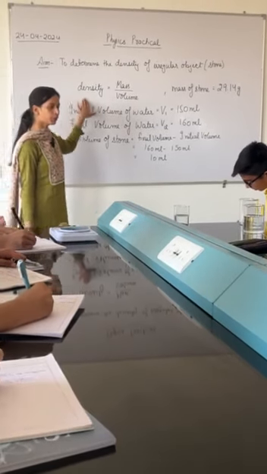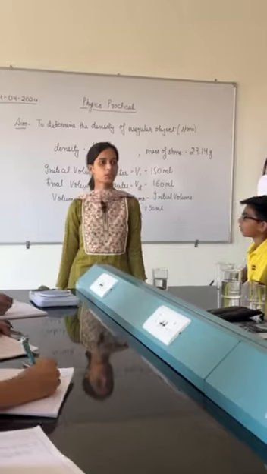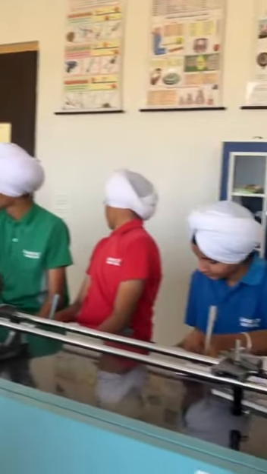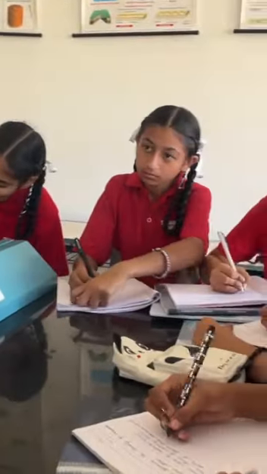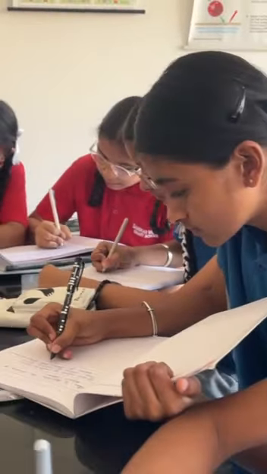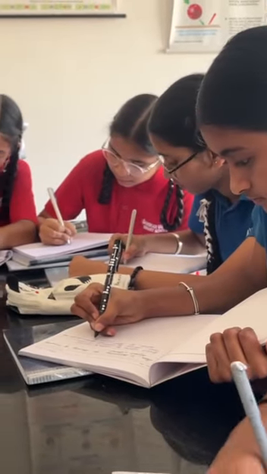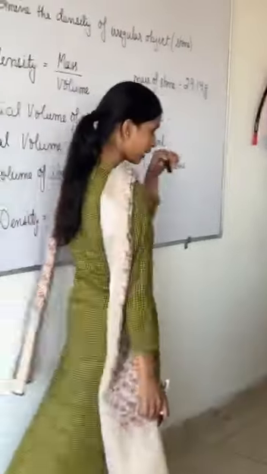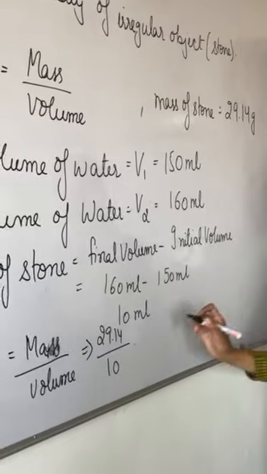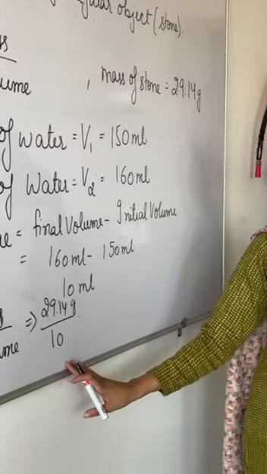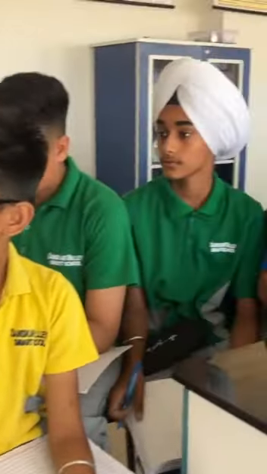What will you do? Density equals mass upon volume. Put the formula. What is the mass? 29.14 gram. And what is the volume? 10. Can you tell me the unit of mass? Gram. And the unit of volume? ml. Okay. Divide it.